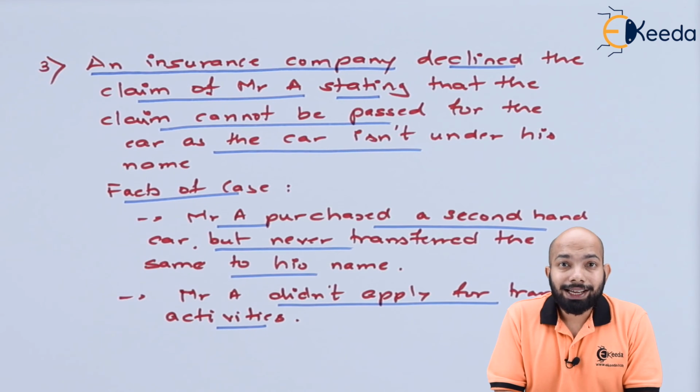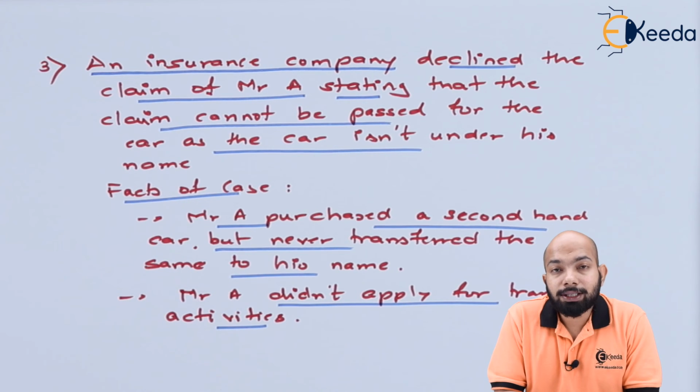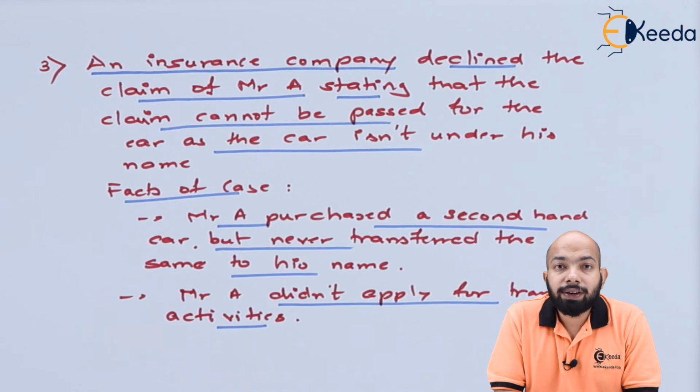Now, the last example refers to an insurance company that declined the claim of Mr. A, stating that the claim cannot be passed for Mr. A as the car isn't in the name of Mr. A. Now, the facts of the case are that Mr. A purchased a second-hand car, but the transfer activities were never completed. That means he just took the car, he made the payment.